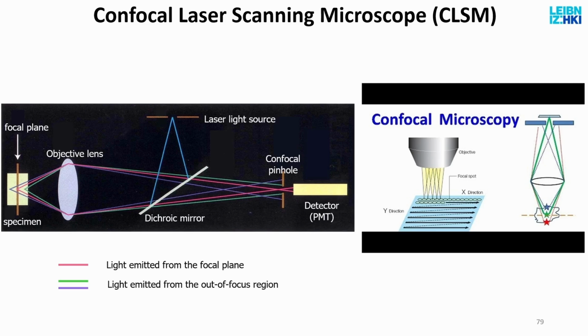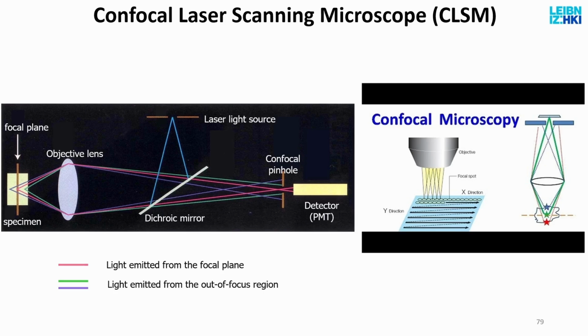If I have a sample, a thick sample, and I focus on a certain part of it, I will get excitation-induced emission from everywhere in the sample, mostly from the focal plane, yes, but from everywhere else as well. So I will get these blue, magenta, and green beams of light going to my detector. So I get a blurry image.